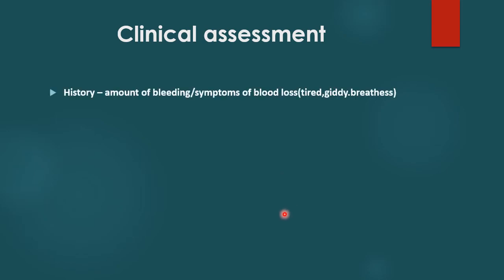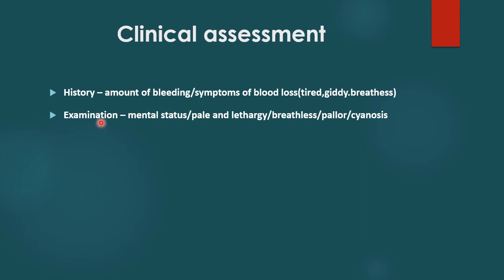Clinical assessment of a patient with lower GI bleed. First, as usual, the history is of paramount importance. The amount of bleeding and symptoms of blood loss like tiredness, giddiness, and breathlessness are all very important, and pains must be taken to get an accurate and detailed history from the patient or the relative.